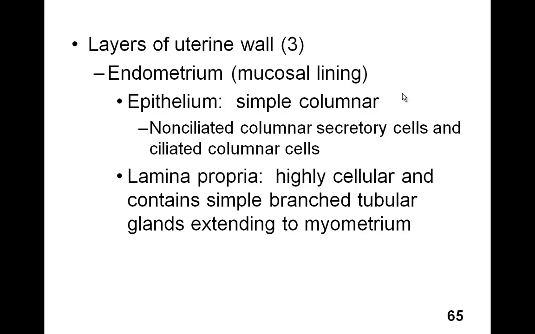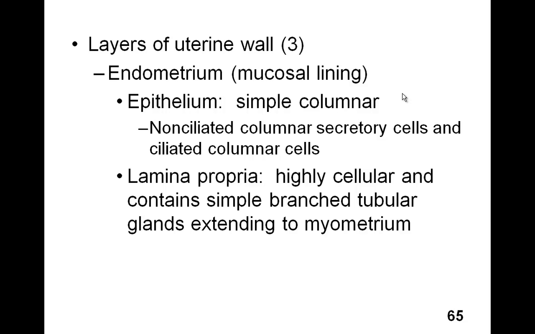Now, the epithelial cells lining the endometrium are not going to contain any basal cells. They are all going to be just these tall, simple columnar epithelial cells. And as in the oviduct, we're going to find that certain cells are going to be equipped with cilia, and we will find some non-ciliated secretory cells as well.